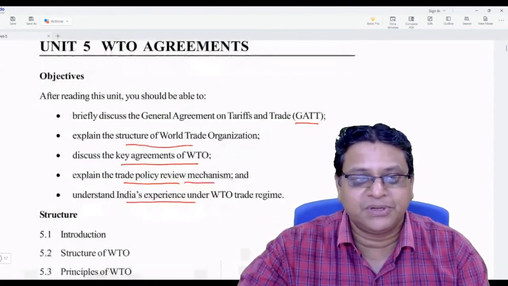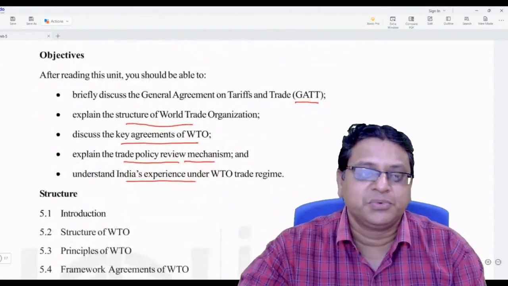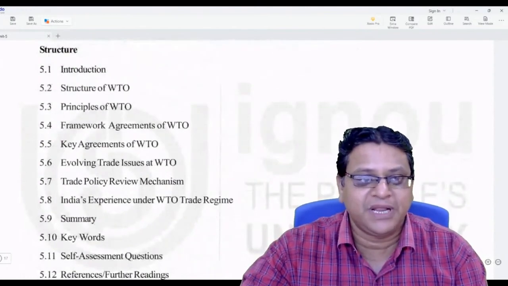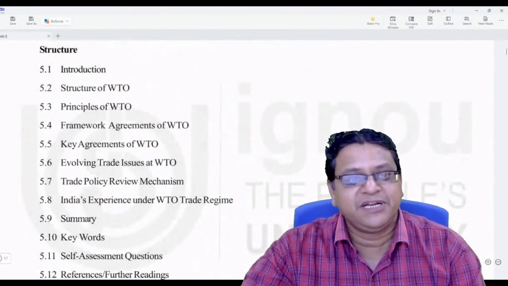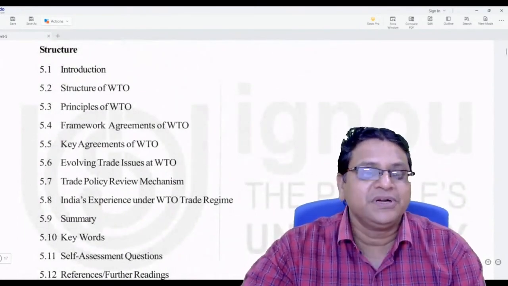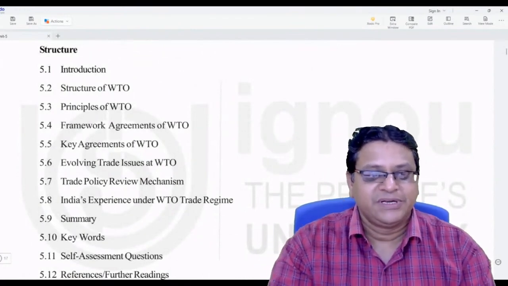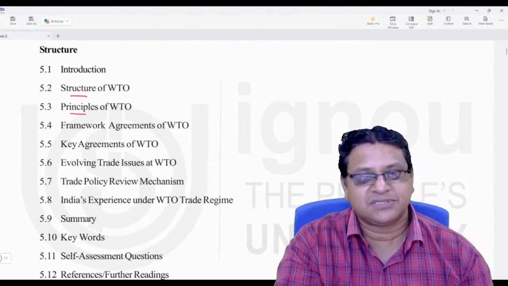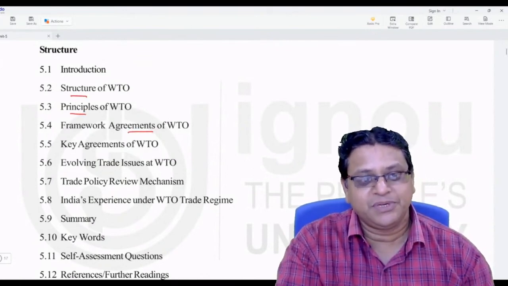Under WTO, whether India has progressed or not, we will discuss all these things. So the structure of our discussion will be as follows. First, I will give introduction to WTO. Then we will discuss structure of WTO. Next, we will discuss principles of WTO. Next, we will discuss agreements of WTO.